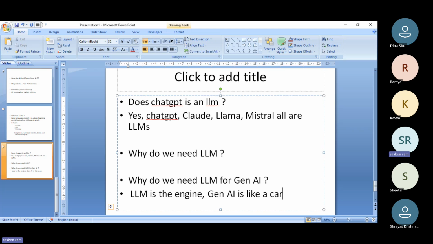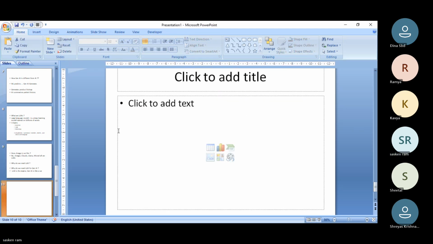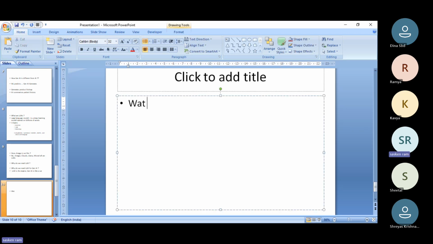What are the types of LLMs there are? Anybody has any questions? What are the types of LLMs? Don't send it in WhatsApp. Send it in the chat, the Teams chat.